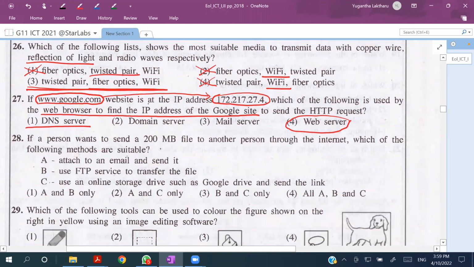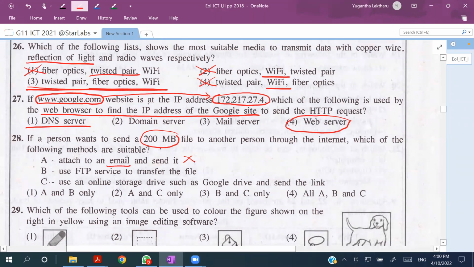The 28th: if a person wants to send 200 MB files to another person through the internet, which of the following methods are suitable? Attach to an email and send it. Email cannot have this amount of files attached, so it is incorrect. It's like a 30 to 60 MB attachment, not big attachments like 200 MB.